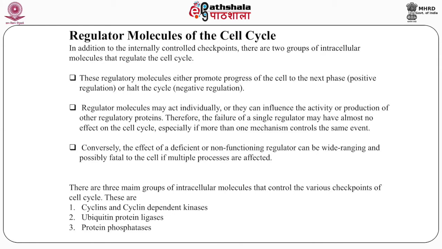Now, there are three main groups of intracellular molecules that control the various checkpoints of the cell. So, inside the cell there are different groups of proteins. The three important ones we are going to discuss in this module are: number 1, the cyclins and the cyclin dependent kinases; number 2, the ubiquitin protein ligases; number 3, the protein phosphatases family.